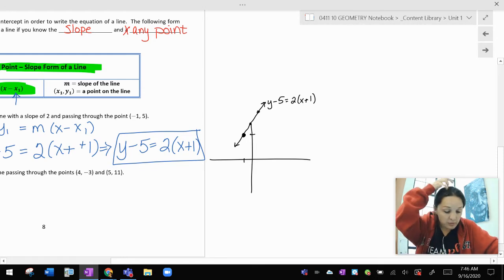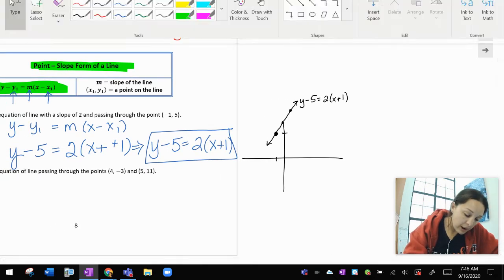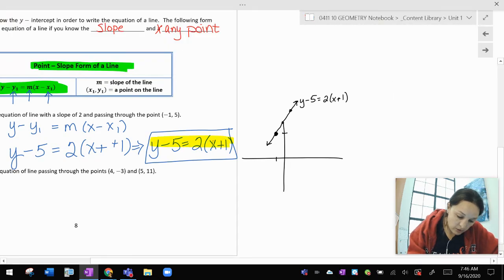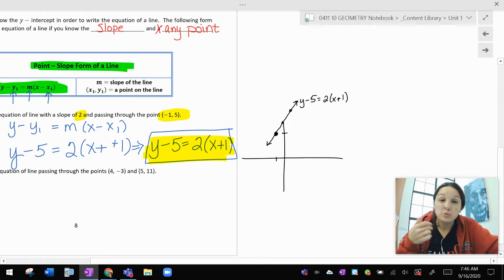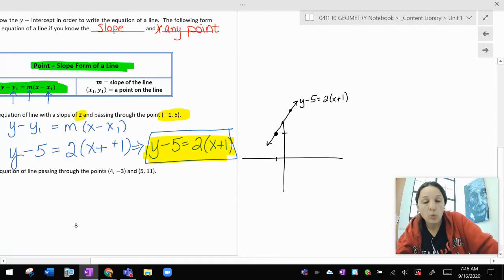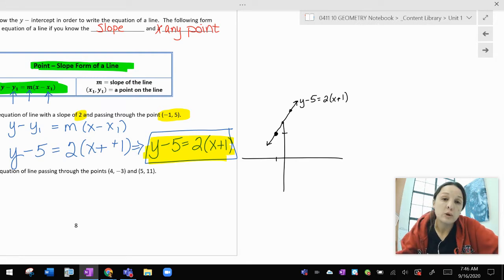One more thing I want to make sure that you notice. If you look at this final answer, and you look at this point and that slope, notice the slope is a direct substitution. A 2 became a 2. But the point, which was -1, 5, is now a +1 and a -5. You negate the point when writing the equation. So when you write the equation of a line like this, you negate the point when plugging it in.